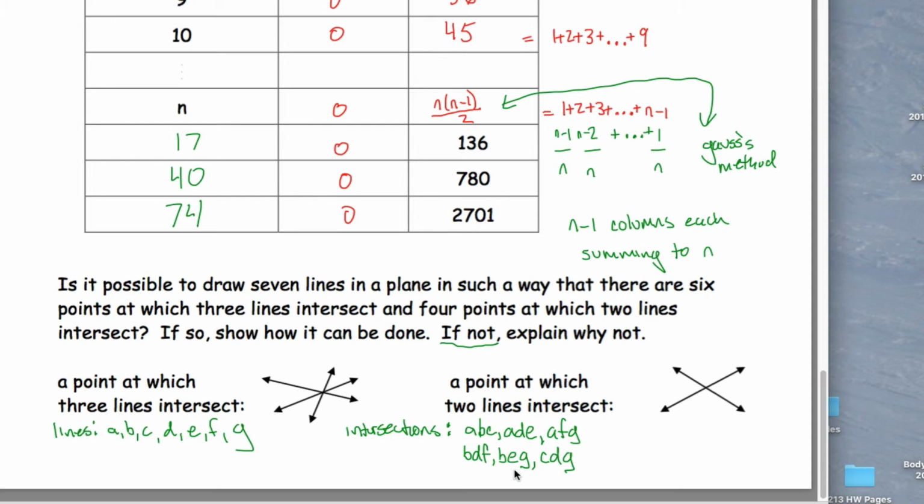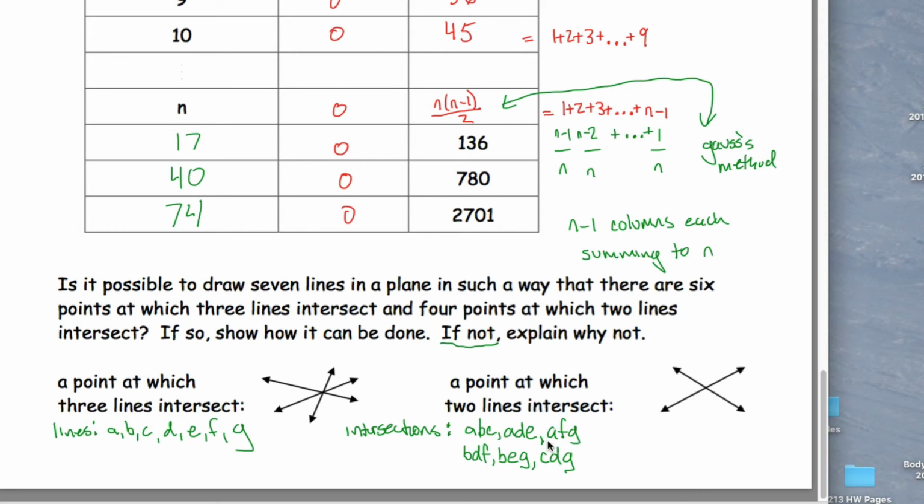So what about the intersection of two lines? Well, I can't do A and B because I've already had A and B intersect, and C intersects there too. Oh, A and D, or sorry, A and C, nope. A and D, nope. A and E, nope. A and F, nope. A and G, nope. So I can't have A intersect with any of the other lines because I've already taken care of all of those. What about B's? Well, I don't need to look at B and A because I already considered that case when we talked about A and B.